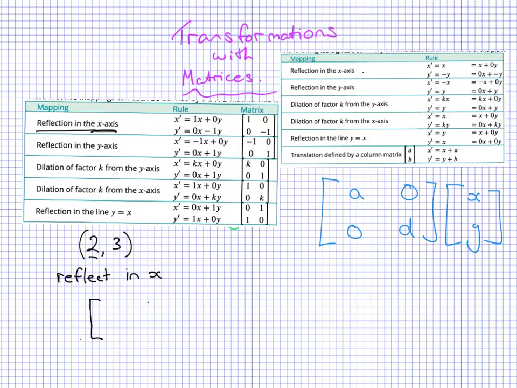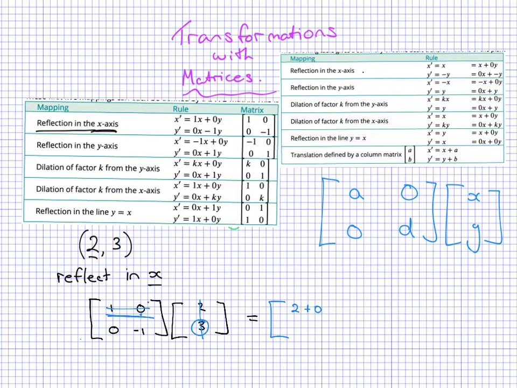So the first thing we're going to do is write down the transformation matrix that gets us a reflection across the x-axis, which is this one here. All right, so 2, 3. Now, if I multiply these out, I get rows times columns, so it's going to give me 1 times 2, which is 2, plus 0, which is just 0. Remember that that 0 has to be there to make sure that the y value doesn't affect the x value.